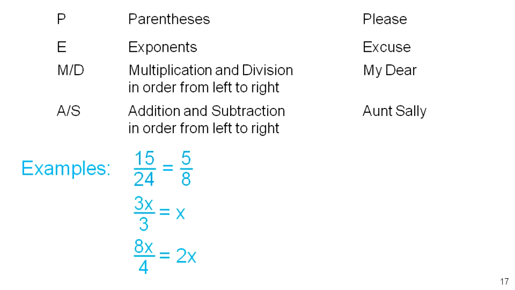Next, let's look at a common misconception involving fractions. To reduce 15 over 24, we can divide both the top and bottom by 3. We can also reduce 3x over 3 by dividing both the top and the bottom by 3. Similarly, we can reduce 8x over 4 by dividing both the top and the bottom by 4. This problem here, though, is a little different.